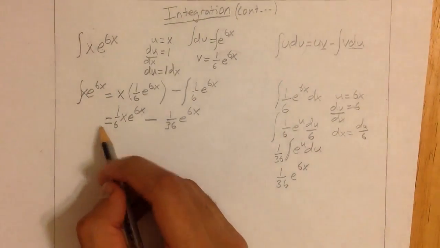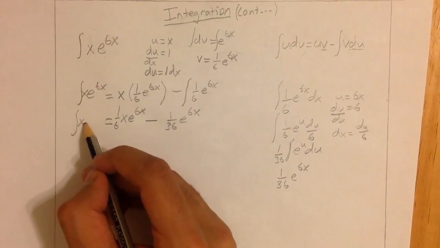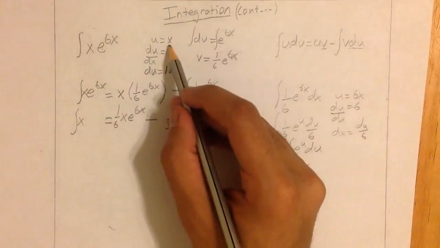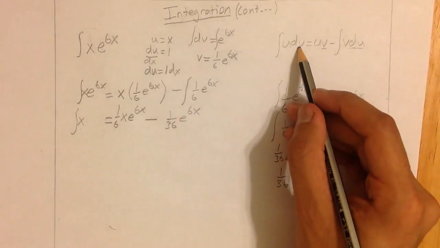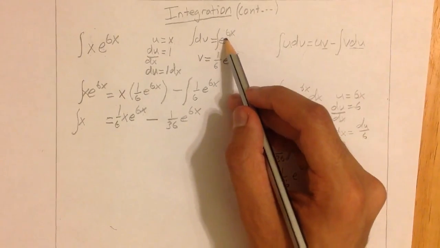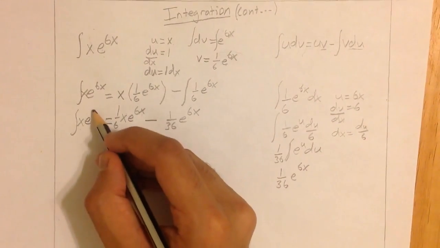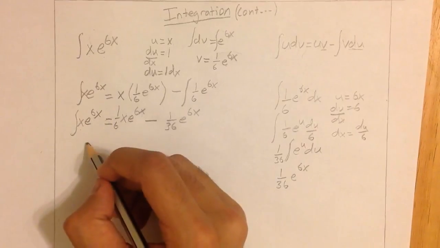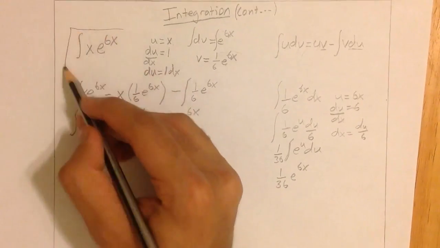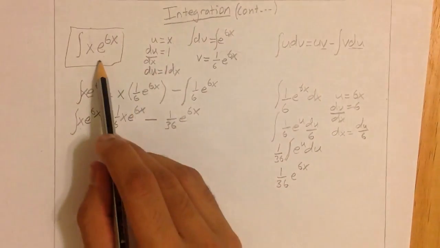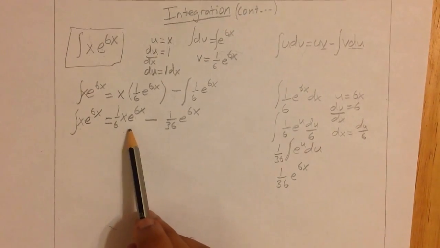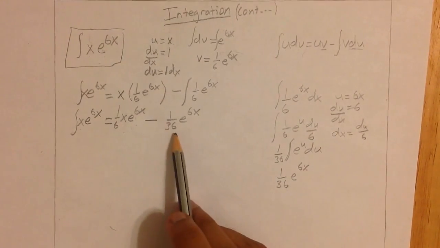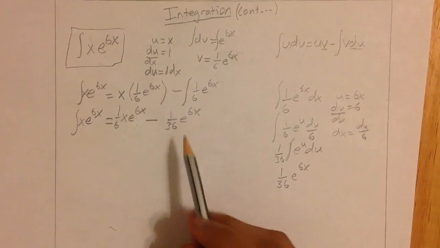So now this is equal to the integral of u, which we established as x, times dv, which we established as e to the 6x. So after all that work, we found the integral of this original function as 1/6 x e to the 6x minus 1/36 e to the 6x.